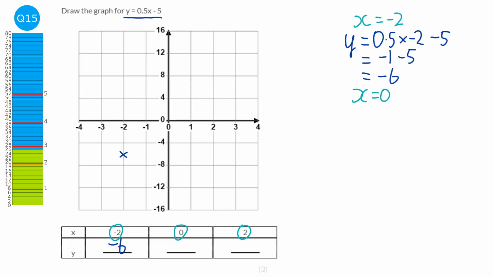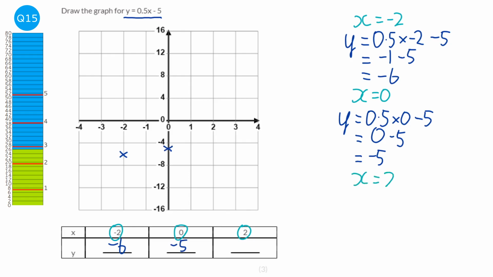Okay, continuing on with x equals 0, so it's going to be y equals 0.5 times 0, which is just going to be 0, take away 5. So it's just 0, take away 5, which is just minus 5. So 0 and minus 5 will be slightly higher, about there. And our last one will be x equals 2. So we've got y equals a half times 2, which will just equal 1, take away 5. So it would be 1, take away 5, which would be minus 4. So minus 4, and so that will be here.